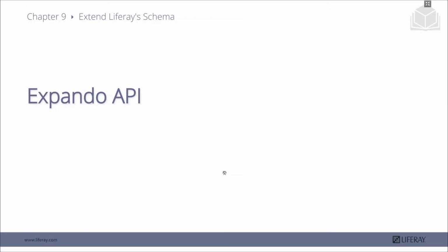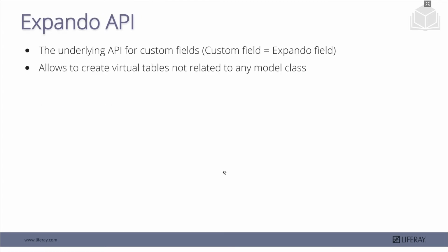So a lot of things we can do with custom fields. Now, the other side of the coin with custom fields are these things called expandos, or the Expando API. So to programmatically create custom fields, we can leverage a specific API that we call the Expando API.